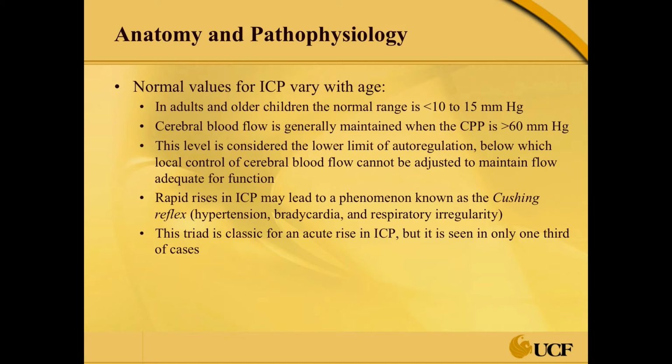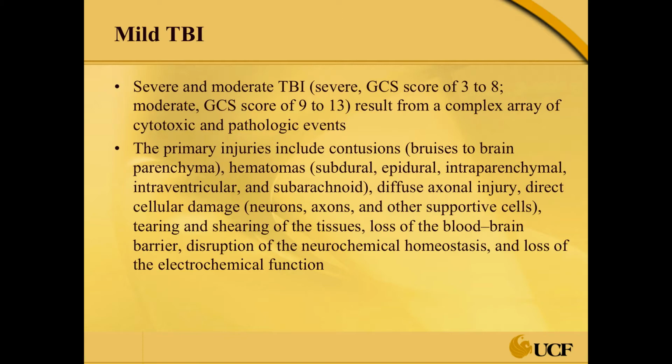Rapid rises in ICP may lead to Cushing's reflex, where we see hypertension, bradycardia, and erratic respirations being your hallmark symptoms. That triad is classic for an acute rise in ICP, but you only see it in about a third of cases. Severe and moderate TBI, which is where the GCS is 3 to 8 or 9 to 13, results from a complex array of cytotoxic and pathologic events.